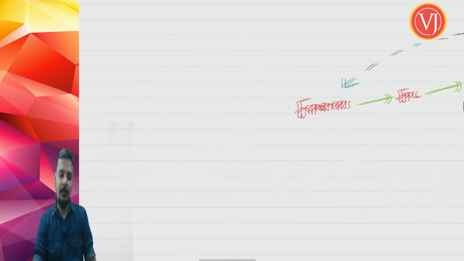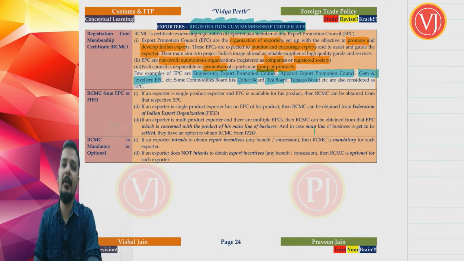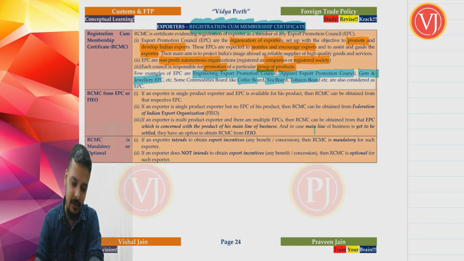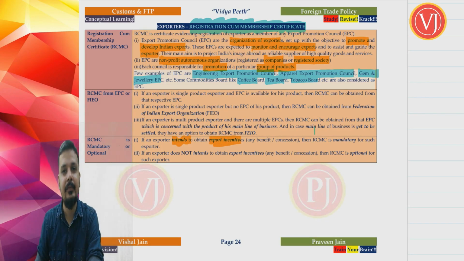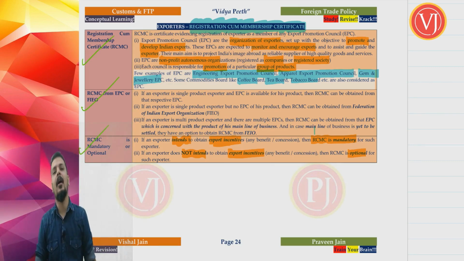So now if you look at the theoretical portion, what is RCMC? RCMC is nothing but a certificate given by an EPC or the Federation of Indian Exporters Organization. Whether RCMC is mandatory: if an exporter intends to go for export benefits, then obviously RCMC is mandatory. If he is not requiring any export incentives under the foreign trade policy, then RCMC is optional. If you want, take it; if you don't want, don't take it. Now, what is Export Promotion Council? We have discussed. Then from whom do you have to apply for RCMC?